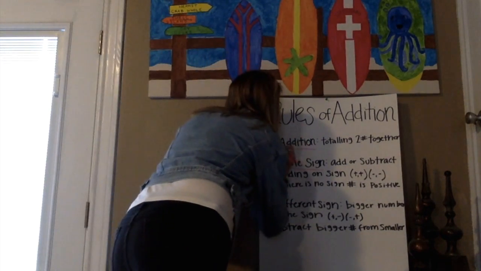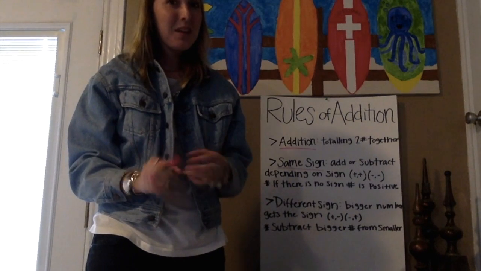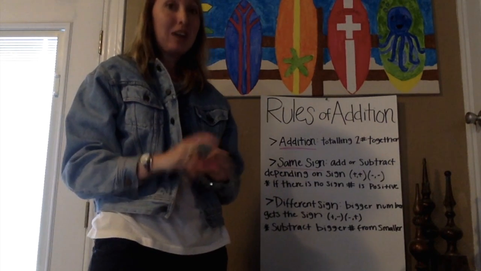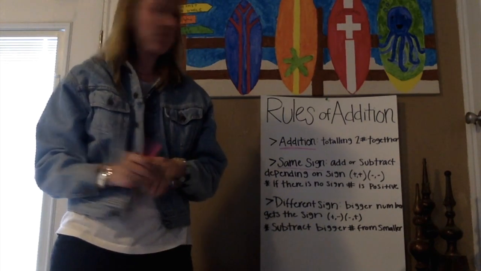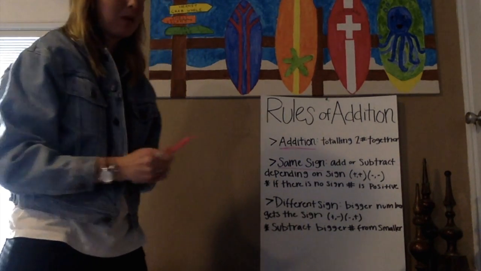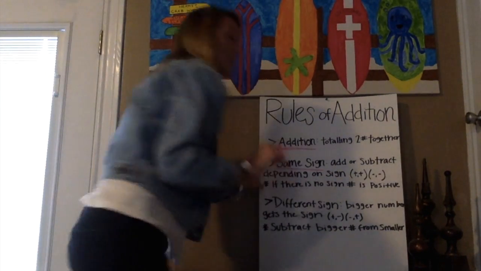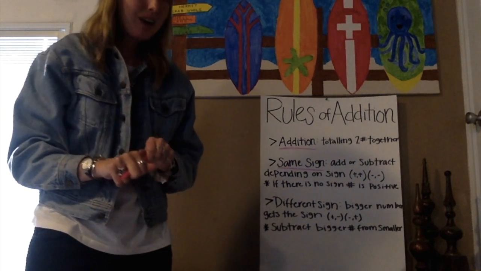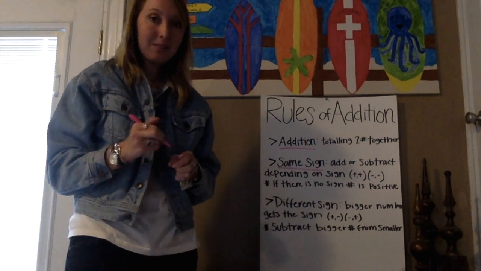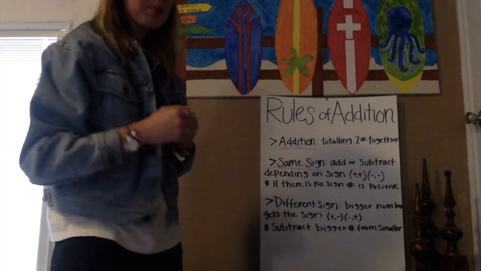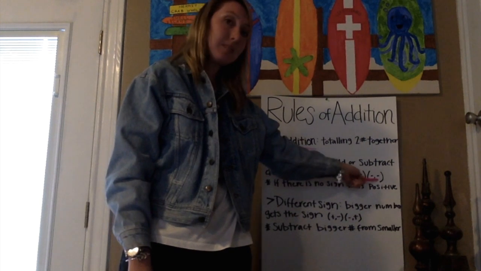Now, all of y'all should already know what addition is because y'all are 5th graders. But just to recap and to make sure you have it written down so you don't forget, addition is totaling 2 numbers together. The second vocabulary word we have is same signs. Same signs is when you add or subtract 2 numbers that have the same sign in front of it. So same signs could be plus and plus, or minus and minus.